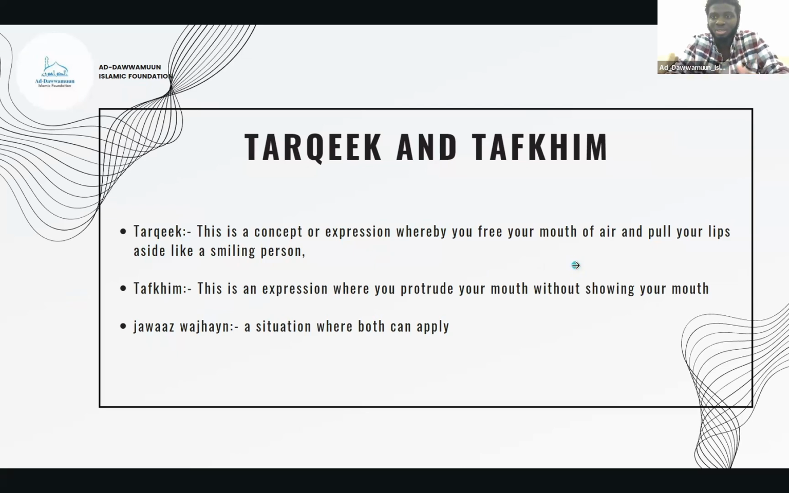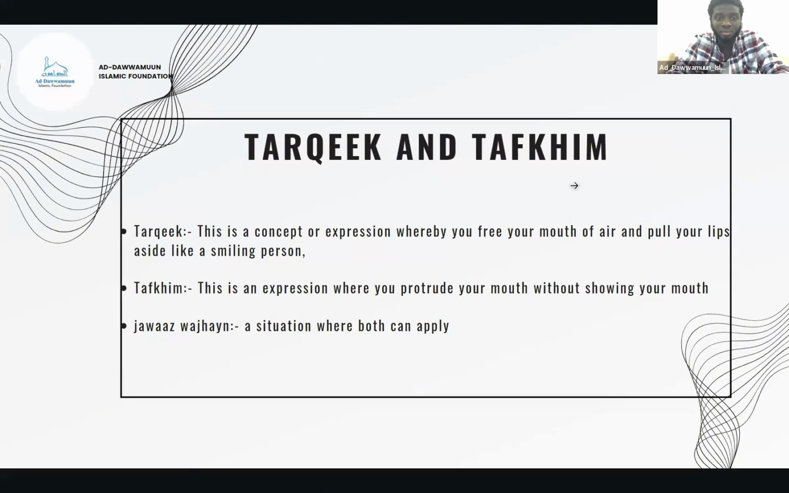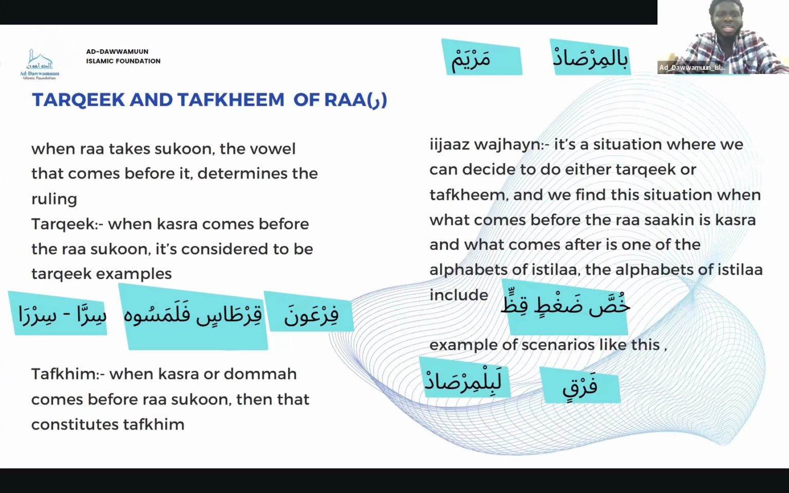And we're going to explain Tarqeeq and Tafkheem with two major alphabets. Okay? Just follow as we go ahead. So we're taking Ra first. Tarqeeq and Tafkheem of Ra. When Ra takes sukun, the vowel that comes before it determines the ruling. Okay? When Ra takes sukun, whatever comes before Ra determines what? Determines the ruling of what? The ruling of the Ra.